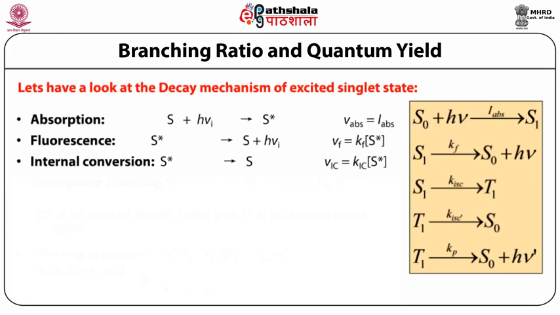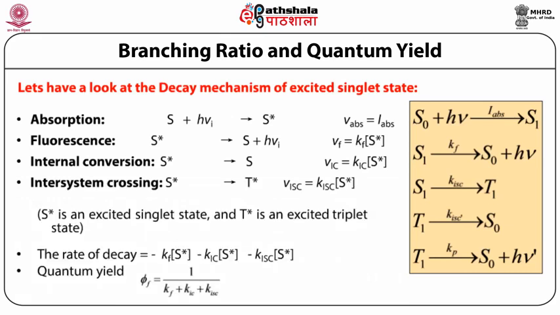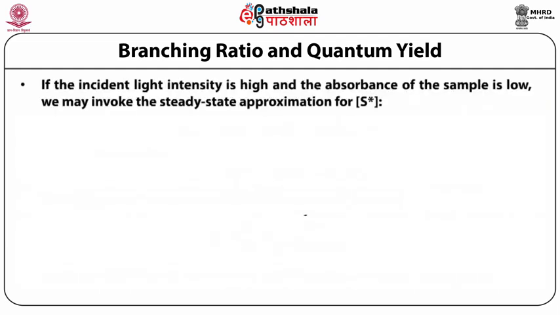When the incident light is turned off, the excited state decays exponentially, and the quantum yield phi f can be written as 1 divided by Kf plus Kic plus Kisc. The fluorescence quantum yield phi f is the ratio of photons emitted through fluorescence to photons absorbed. In other words, quantum yield gives the probability of the excited state being deactivated by fluorescence rather than by other non-radiative mechanisms.